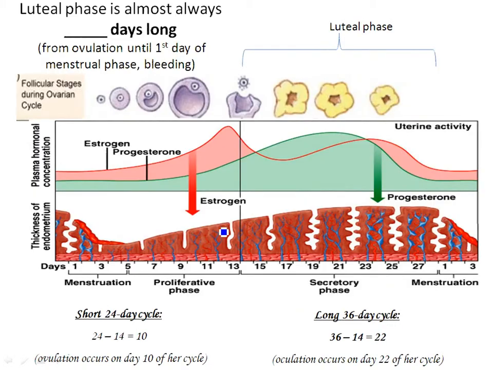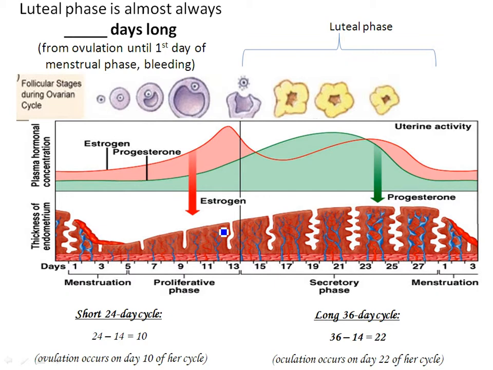Now, during cycles, women want to know when they can become pregnant. If you're starting a family, you want to know when you ovulate, or if you don't want to become pregnant. So it's interesting to go back and look and think about when is ovulation occurring.